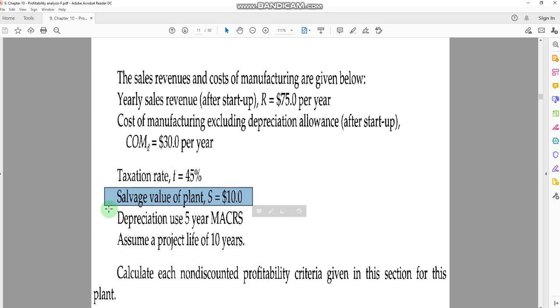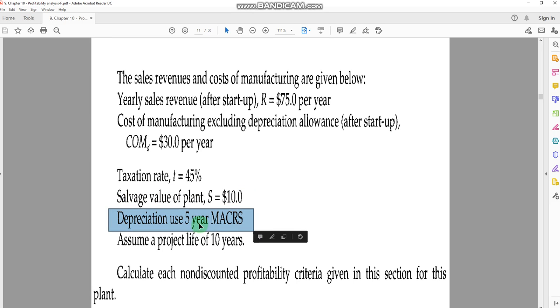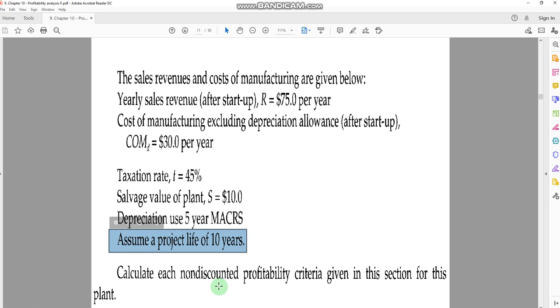And the method for depreciation that we would use here is the MACRS method. We have one table in which we are provided with the percentages that we can use to estimate the depreciation in each year for the period of 5 or 6 years given in the table. Now here the project life is assumed to be 10 years, which is also given to you. Now calculate each non-discounted profitability criterion given in this section for the plant.